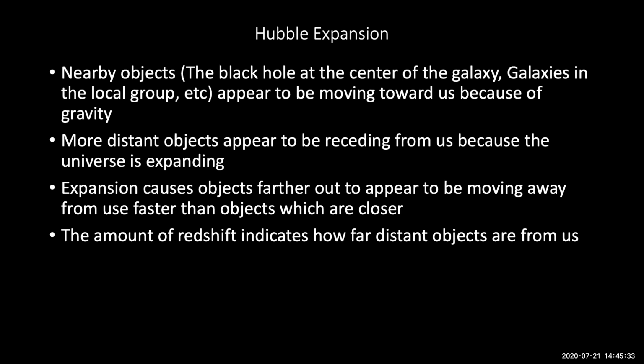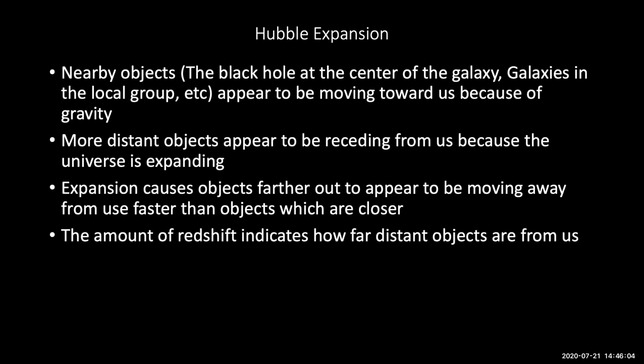That's weird. Why would they be moving away from us? And the answer is that the universe is expanding. So because the universe is expanding, all of these objects are moving away from us. And because the expansion is uniform, every region of space is expanding at the same rate, we think. Because the expansion is uniform, things that are farther out appear to be moving away from us faster. Because there's more distance between us, and all of that distance has to expand.